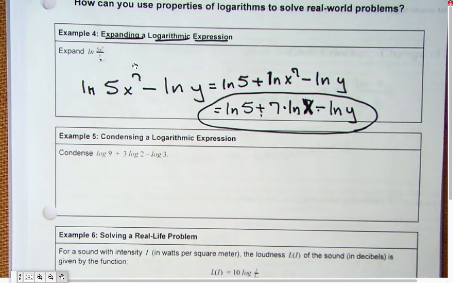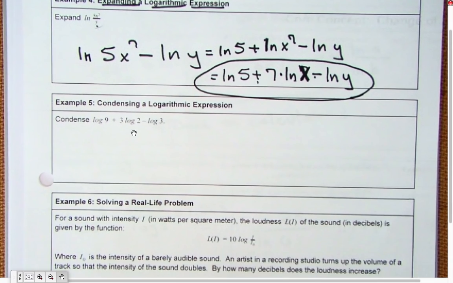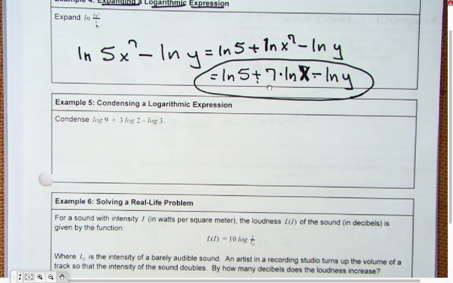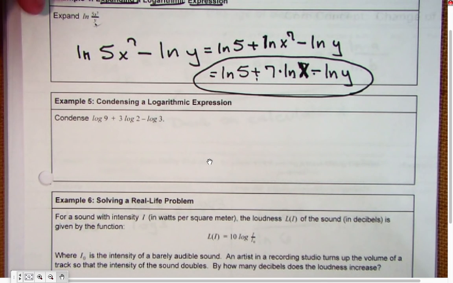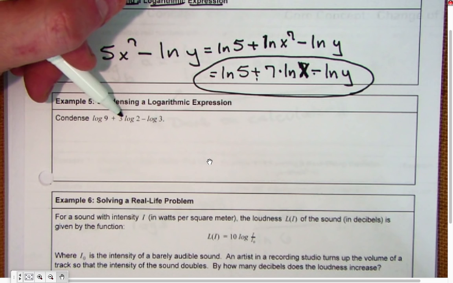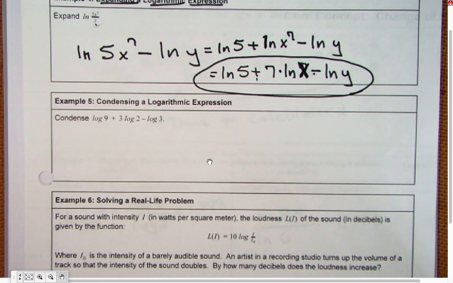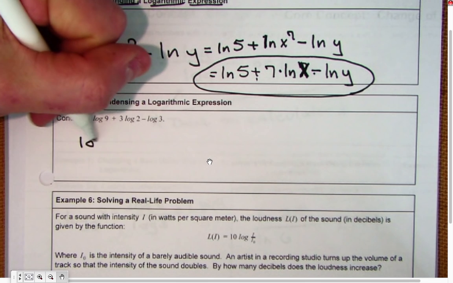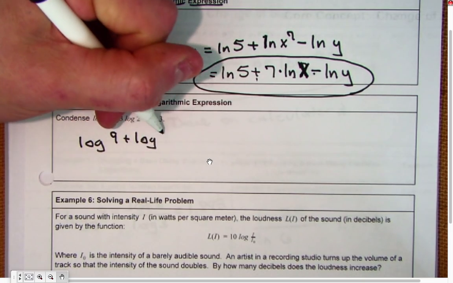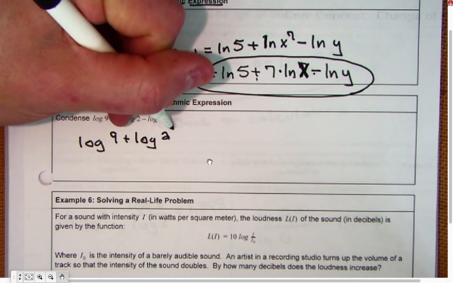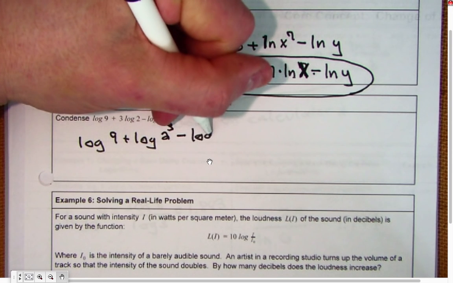All right, for example 5, we're going to do the reverse. We're given something like this, and we want to rewrite it so it looks like that. So we have to do the reverse process. The first thing we want to do is take any numbers that are out in front of our logs and make them exponents. So I'm going to write this as the log of 9 plus the logarithm of 2 to the 3rd power minus the logarithm of 3.